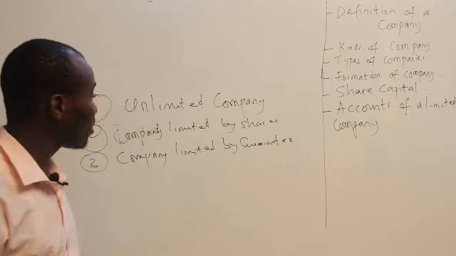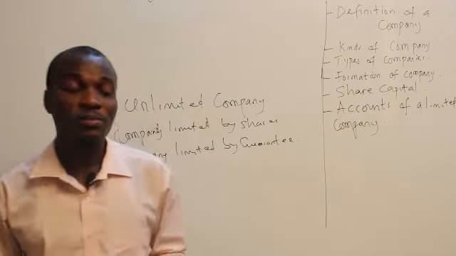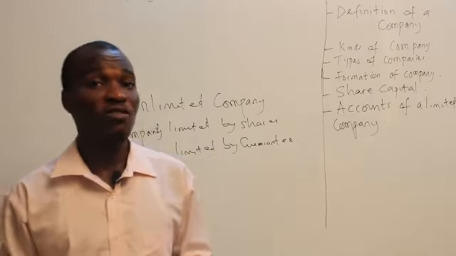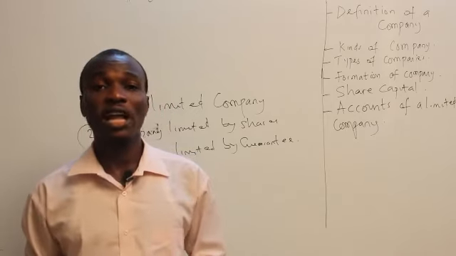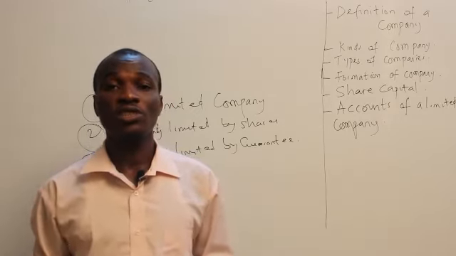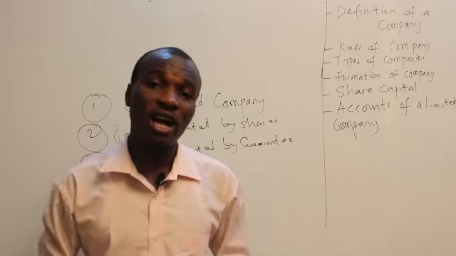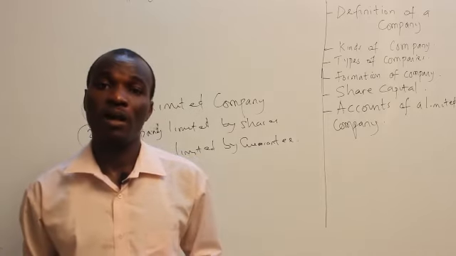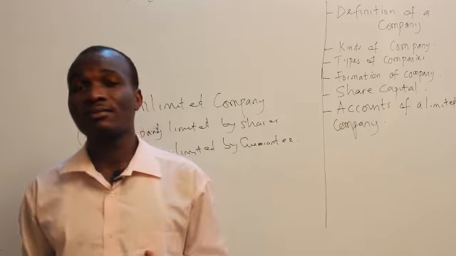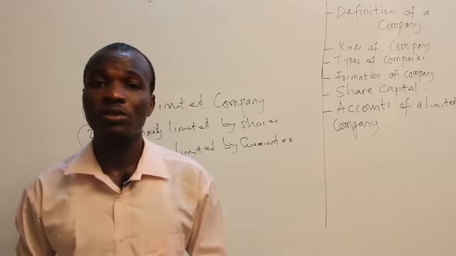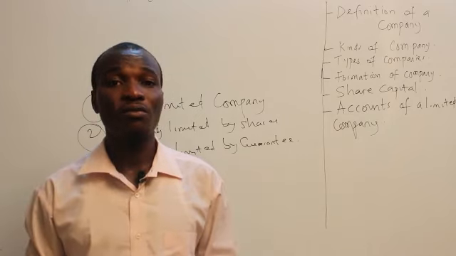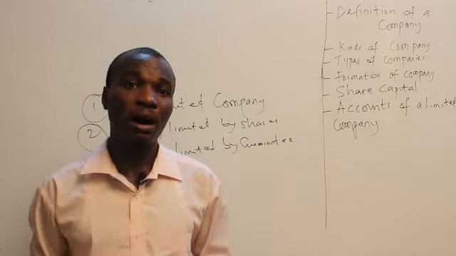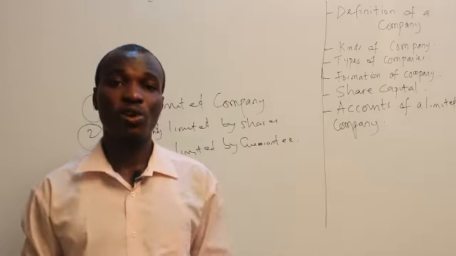The next thing we have is company limited by guarantee. The company limited by guarantee is not formed for the purpose of making profit. This category of company is usually formed for social or religious purposes, and this form of company is usually formed to satisfy the interest of its members. So once such a company is formed, what will happen? The liability of its members will be limited to the amount they contribute to the company. So it means the liability of its members will not extend to their private property or their estate.